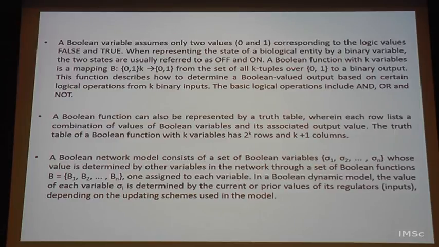Okay. So, here the logical values are false and true basically. So, when representing the state of a biological entity by a binary variable in two states, these are off and on, this is what it is known as. So, a Boolean function with k variables is a mapping B, from the set of all k-tuples over 0, 1 to a binary output. And this function describes how to determine a Boolean valued output based on certain logical operators from k binary inputs. So, just a way of modeling this.